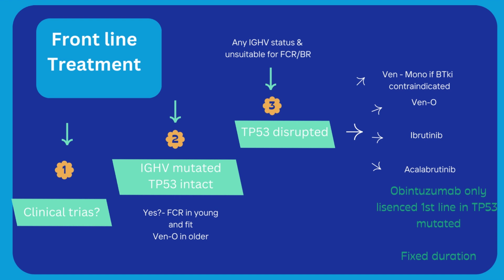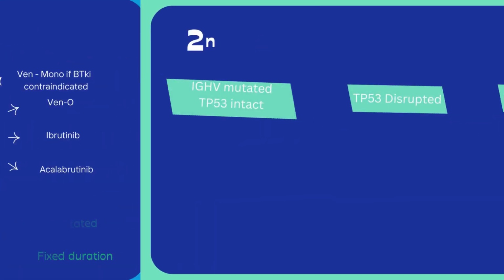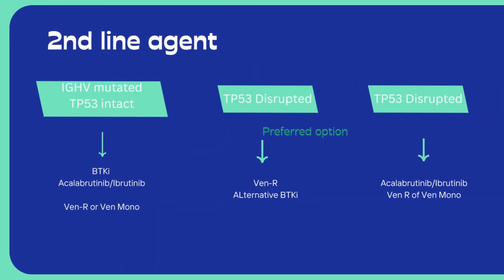In contrast, all patients with CLL and TP53 mutations are eligible for venetoclax, obinutuzumab, ibrutinib, acalabrutinib, and venetoclax monotherapy if a Bruton tyrosine kinase inhibitor is contraindicated. Acalabrutinib monotherapy and fixed duration venetoclax obinutuzumab are NICE approved for patients above 65. There's no evidence directly comparing these targeted agents in TP53 mutations to recommend one over the other.